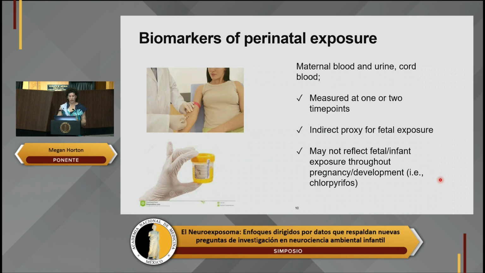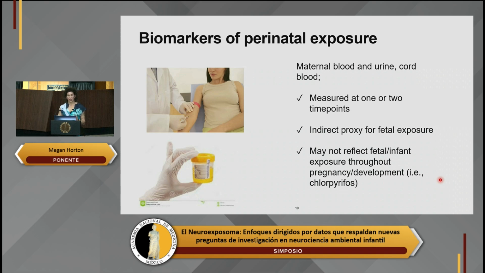We also know that maternal blood measures may be an indirect and inaccurate proxy for what the fetus is experiencing. And I always talk about this example, in addition to the metals that I'll talk about today. During my career, I've done a lot of work looking at pesticides, and chlorpyrifos is one of the most widely used insecticides in the world. We did a study looking at chlorpyrifos exposure in the mom and in the developing infant. And one of the things we found was that chlorpyrifos levels that we measured in cord blood at delivery were significantly higher than those that we measured in the mom.